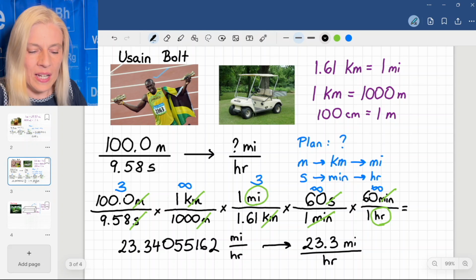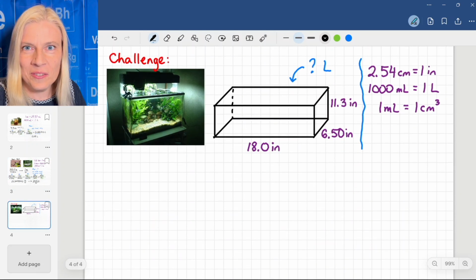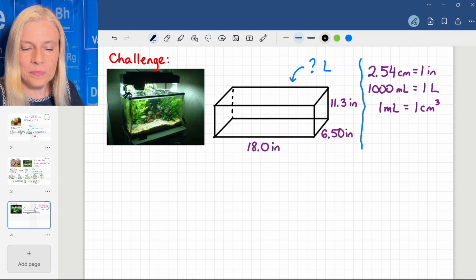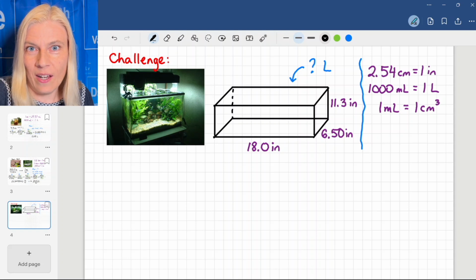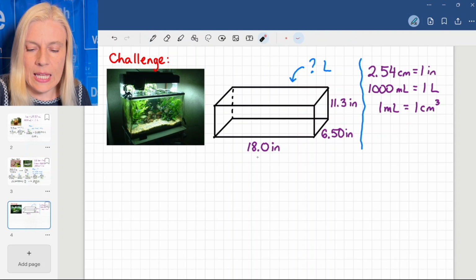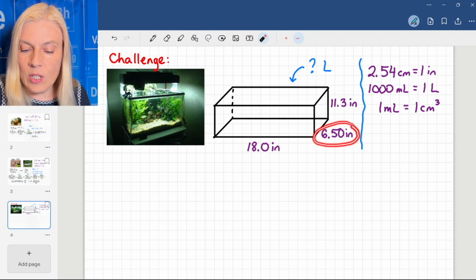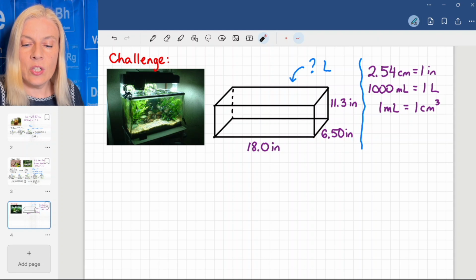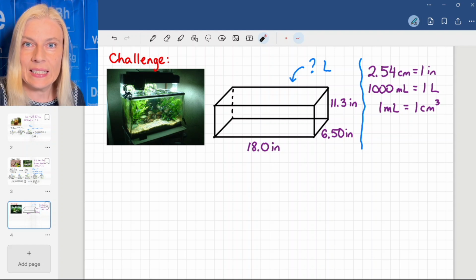Okay, are you ready to go a tiny bit harder? Here is a challenge problem. I would love to set up an aquarium at home. And here is my tank, and it is 18 inches long, 6.50 inches wide, and 11.3 inches high. And the question is, when I pour in water, how many liters of water will I pour into this tank? Oh, a little bit harder.